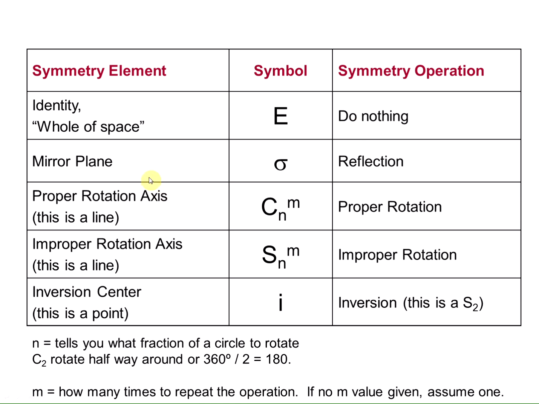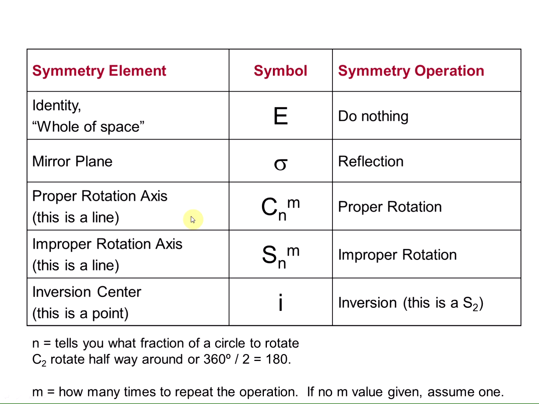A mirror plane, so that's our operation, so that is a plane, and remember a plane is defined by either a line and a point or 3 points. And the symbol for a mirror plane is a sigma. And when you use a mirror plane, you are doing a reflection, so you reflect through the mirror plane.